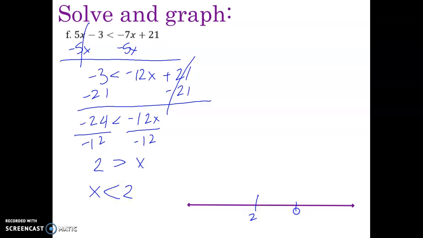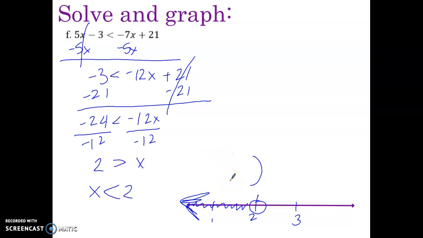All right, let's put that on our number line. All right, x is less than 2. That means I need an open circle because 2 is not included, or maybe I need a parenthesis if I'm using a different program. And I'm going to shade to the left because all the numbers less than 2 are smaller than 2, and they are to the left on the number line.